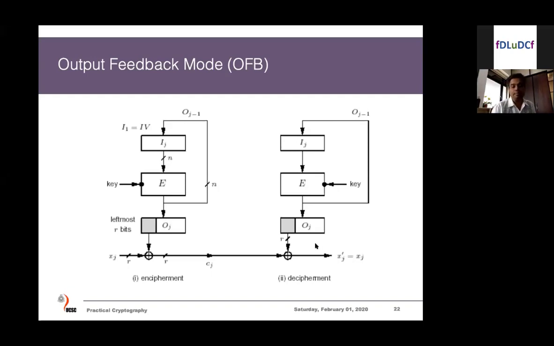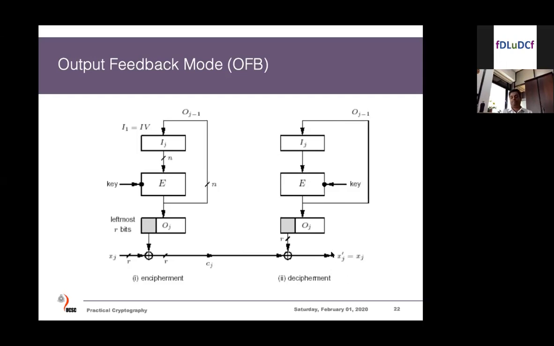So on the recipient side, it is also the same. On the recipient side, we must have the initial vector. So we encrypt that initial vector with the security key shard, and then it produces the ciphertext here. From that ciphertext, we pick the leftmost bits, XOR with the ciphertext we receive, and then we get the plain text.